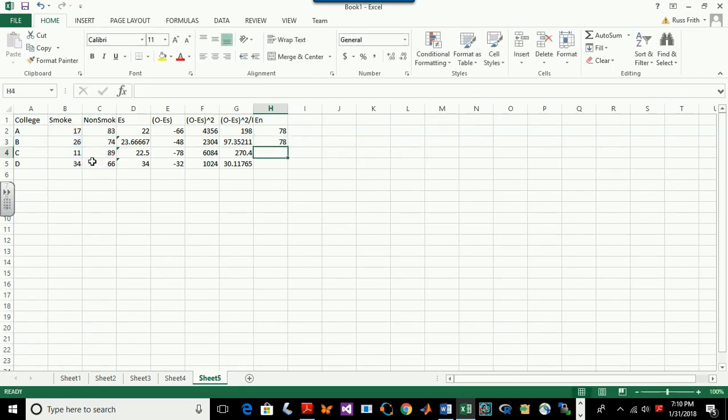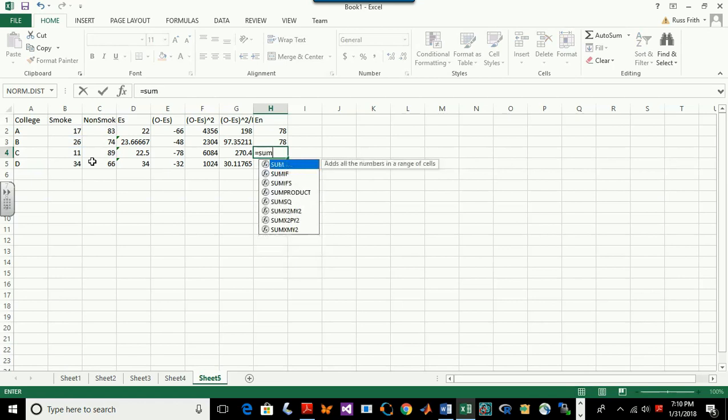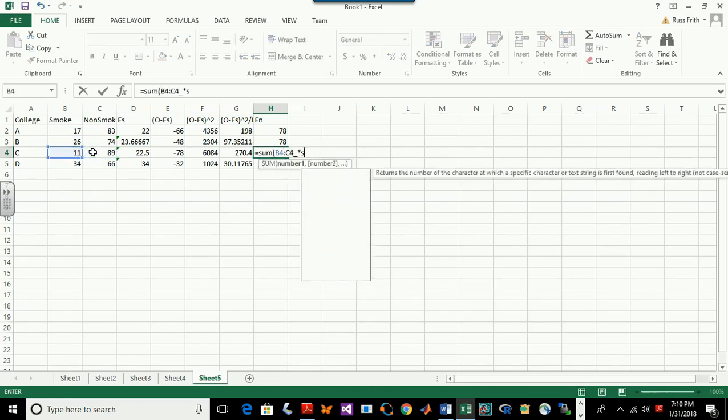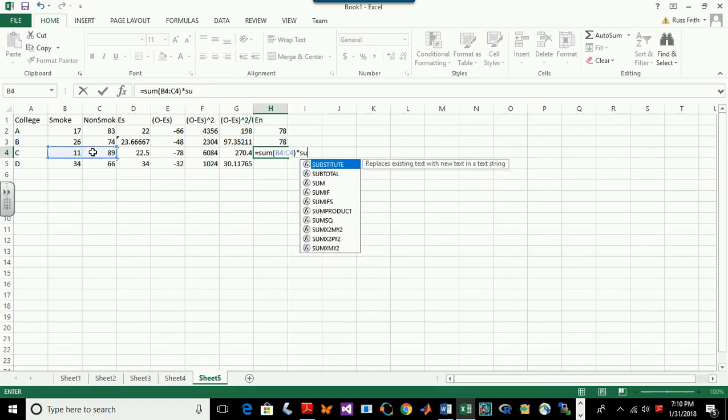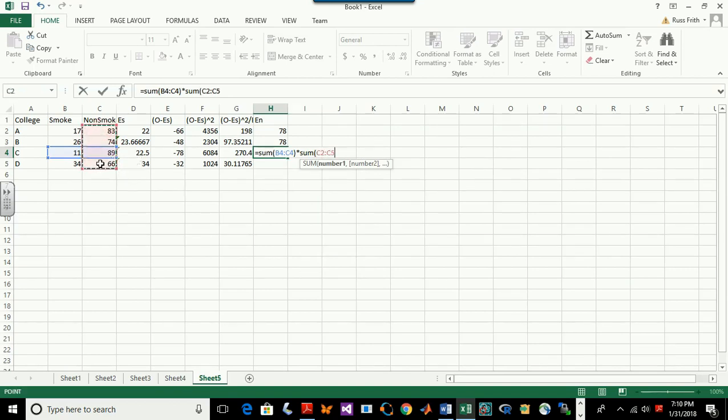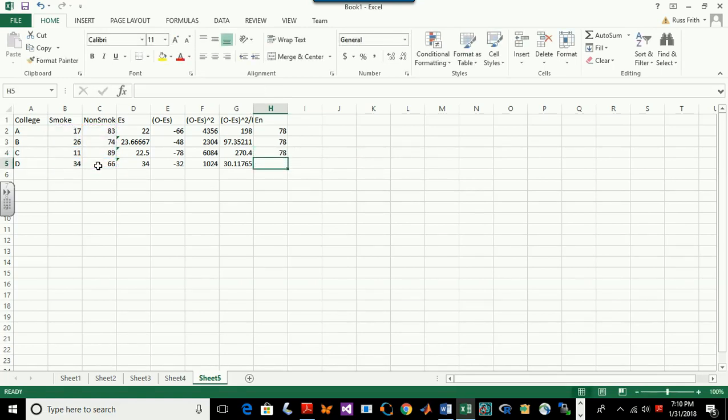Okay, and then here we would have the sum of the row times the sum of the column divided by the grand total, the sum of everybody. All right, and then I suspect the last value will be 78 as well.